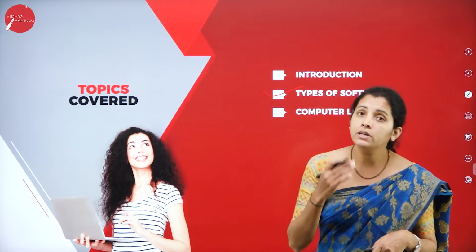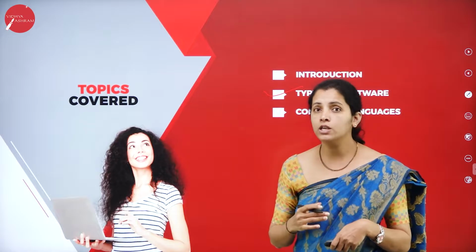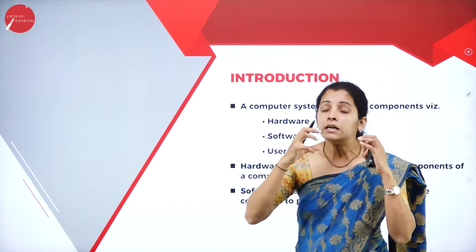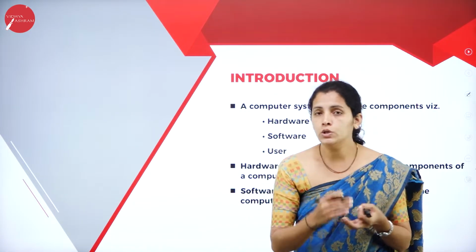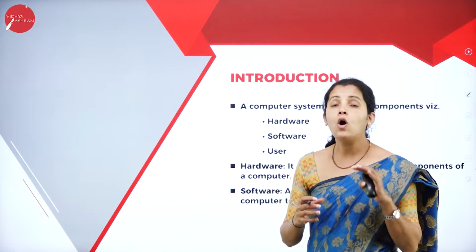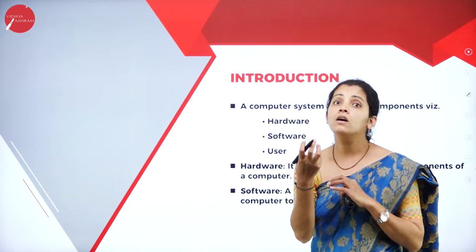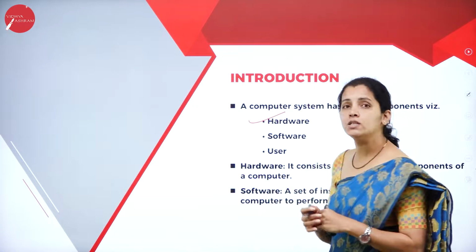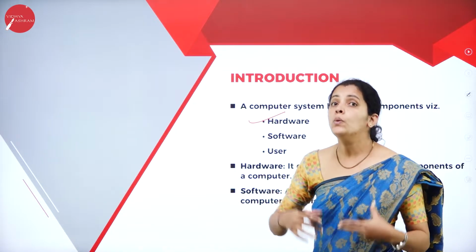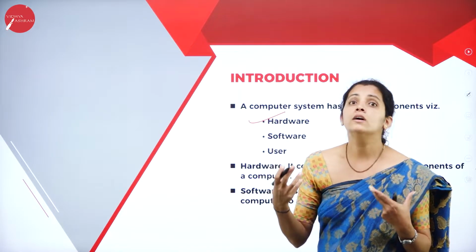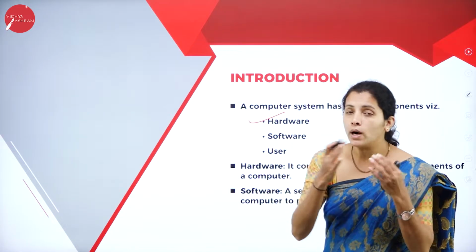So the computer is an electronic device which accepts data from the user, processes or executes the data and returns the output to the user. Here, computer systems are comprised of three components, that is hardware, software and user. Without these three components, the computer is called a dummy machine. So what is software here?